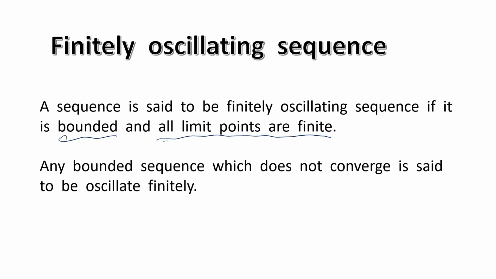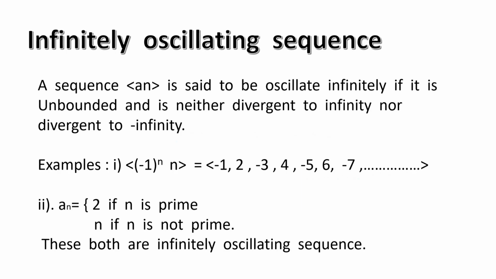Any bounded sequence which does not converge is called a finitely oscillating sequence. Now we will learn about the infinitely oscillating sequence. A sequence is said to be oscillating infinitely if it is unbounded and is neither divergent to infinity nor divergent to minus infinity. We take an example.